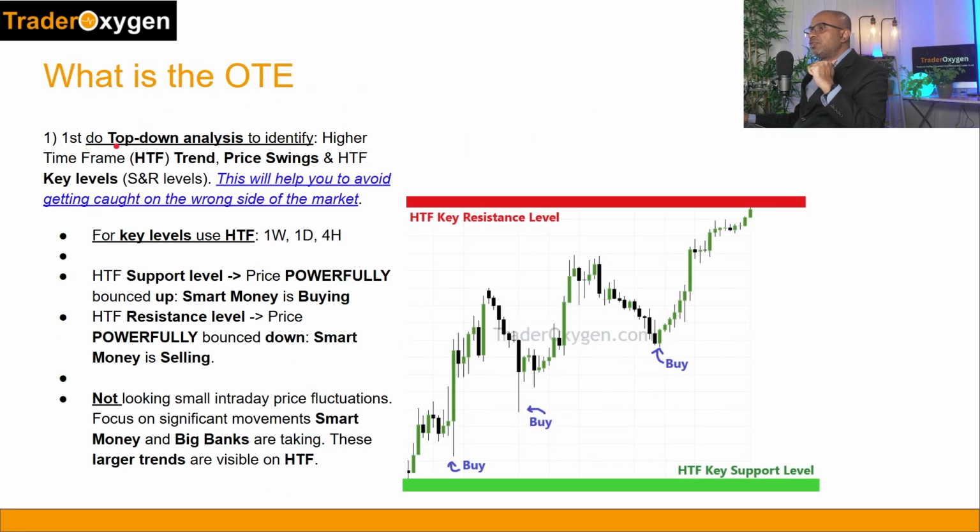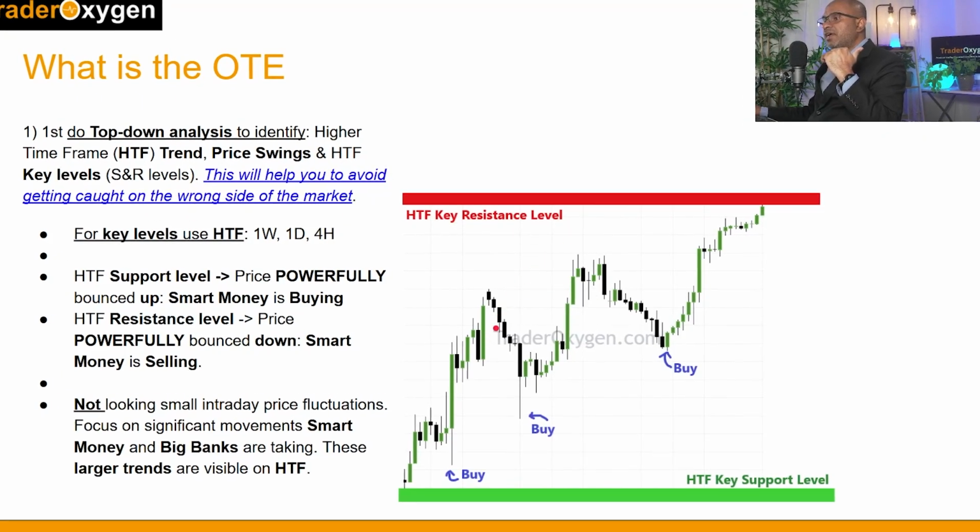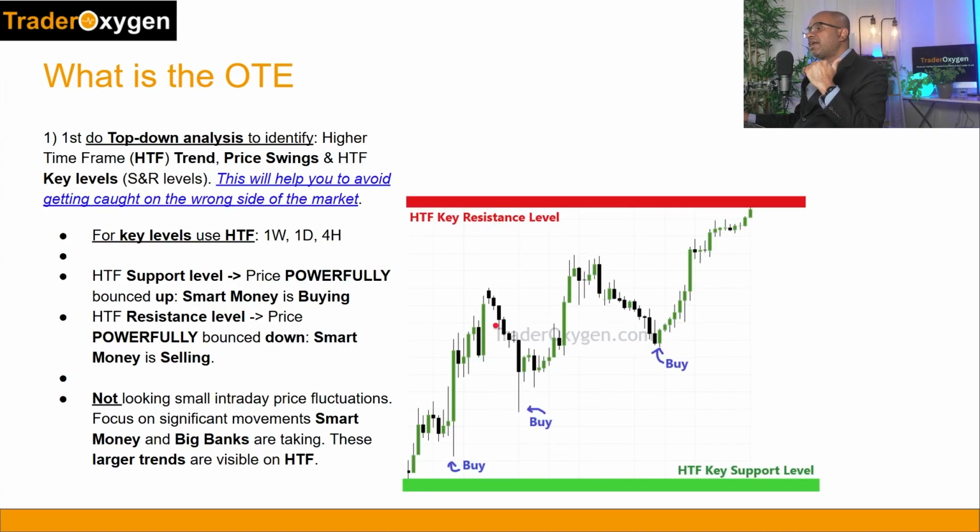First, what you have to do is a top-down analysis to identify the higher time frame trend. You have to find whether it's an uptrend or downtrend. And in the higher time frame, you have to look into the price swings and higher time frame key levels. This will help you to avoid getting caught on the wrong side of the market. Because if the higher time frame is in an uptrend, you need to buy. If the higher time frame is in a downtrend, you need to sell.